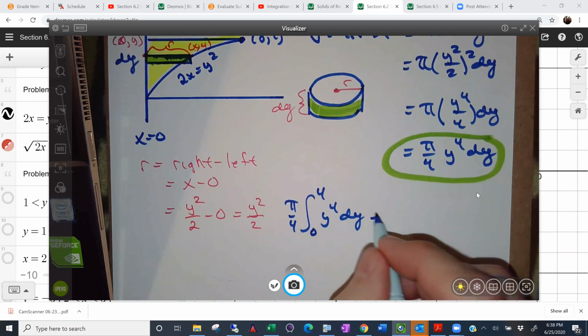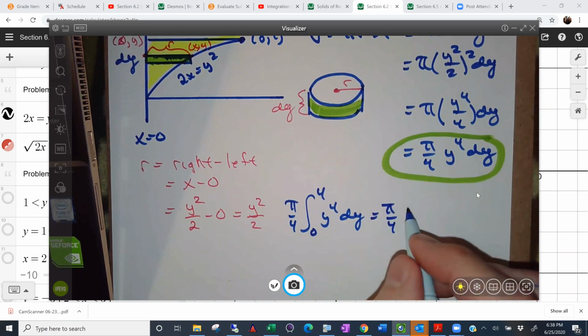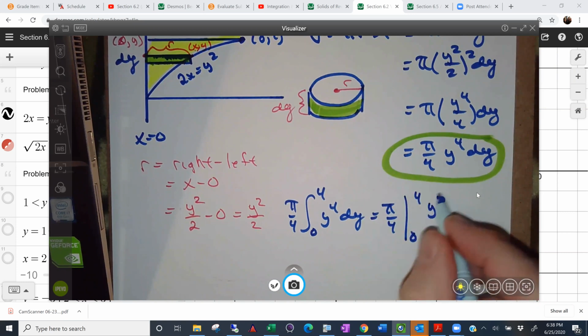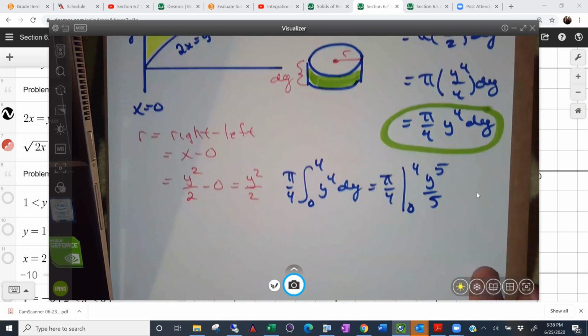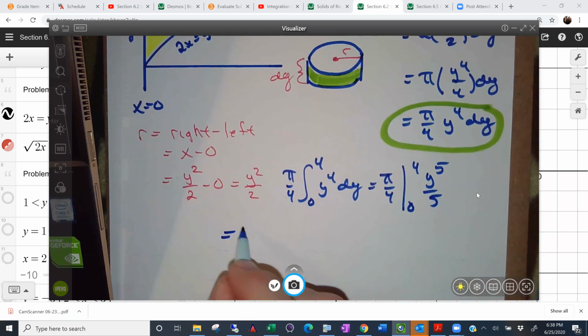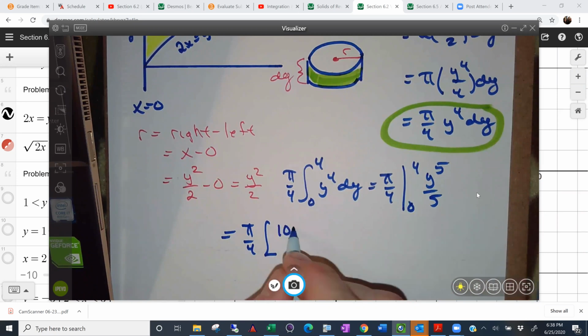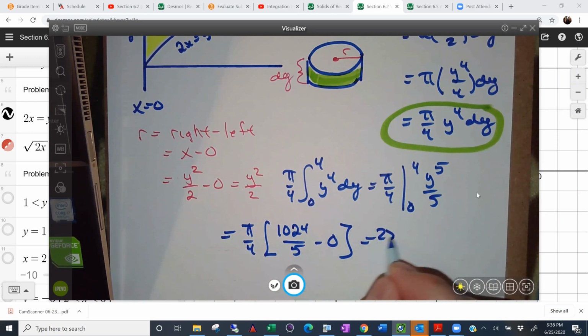This is an easy one. I don't think I'm going to bust out the TI for this one. That's going to be pi over 4 times 0 to 4 of y to the 5th over 5. So that'd be pi over 4 times 4 to the 5th. Wait, let's see, 1,024. Bingo. 1,024 over 5 minus 0. These cancel, so it's going to leave me 256 pi over 4. No, over 5.